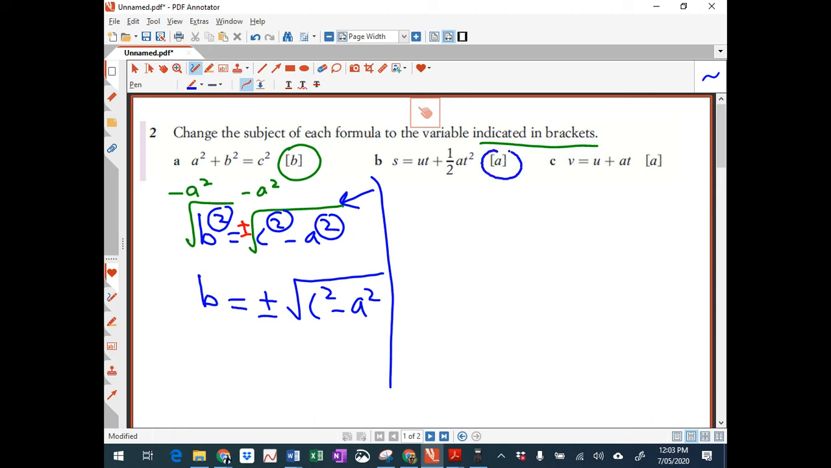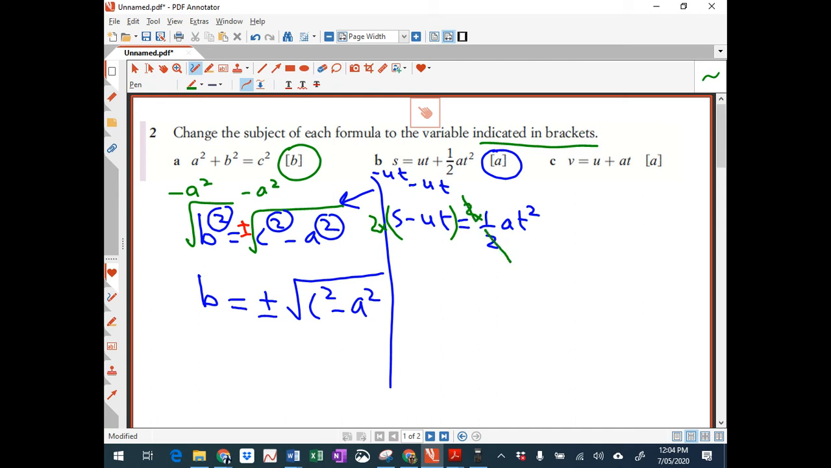Here, the letter in brackets is a, so you've got to change the subject to a. So first thing to do, I'm going to take ut from both sides. Okay, that gives me s minus ut is equal to a half at squared. Okay, now I want to get rid of that fraction, so I'm going to multiply both sides by 2. All right, so that bit there, I'm going to times by 2, and also times by 2 here.